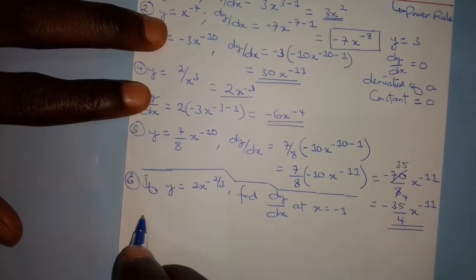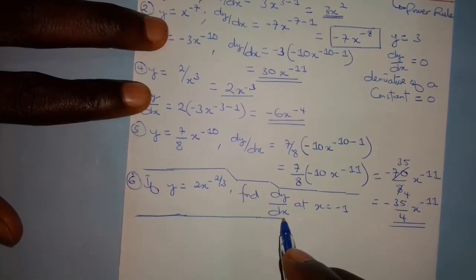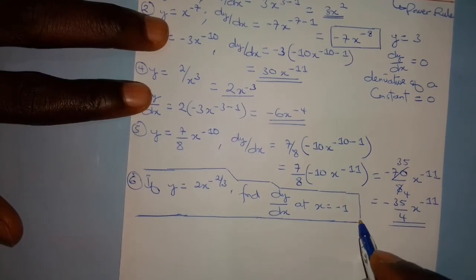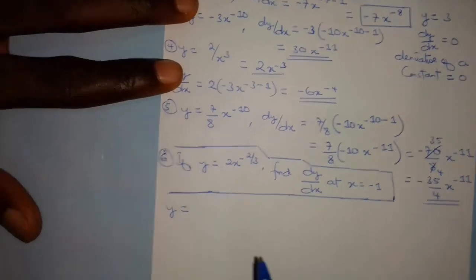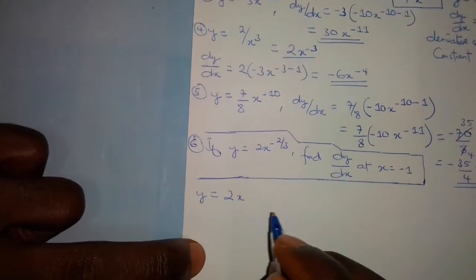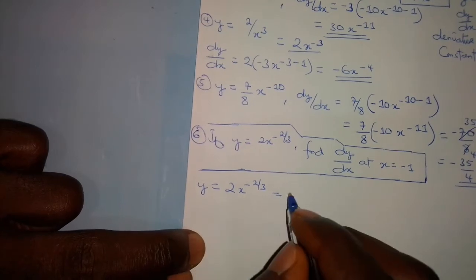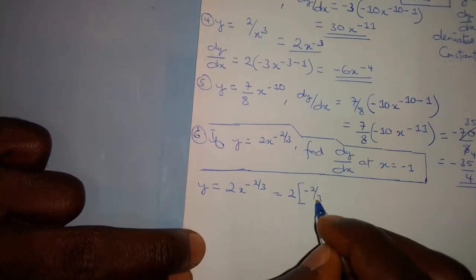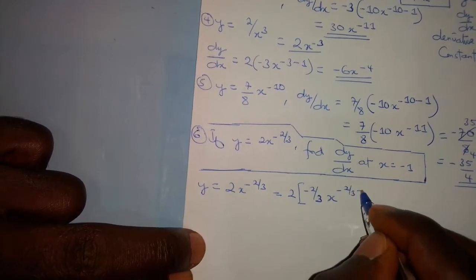If you were given such a question like this, how would you solve that? It's quite simple. The only thing you need to do is immediately after you get the derivative of that, replace wherever you see your x by minus 1, and then you get the substitution of that. So if y is equal to 2x raised to the power of minus 2 over 3, remember this is a coefficient, so it's outside. So we have minus 2 over 3 coming to the front, and then we have x raised to the power of minus 2 over 3 minus 1.